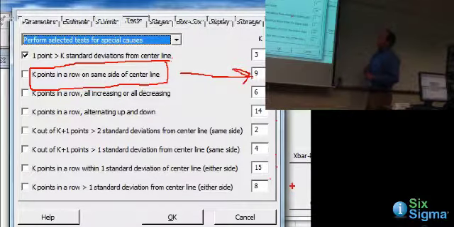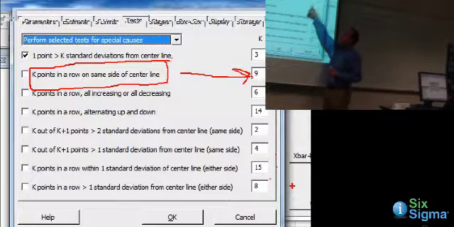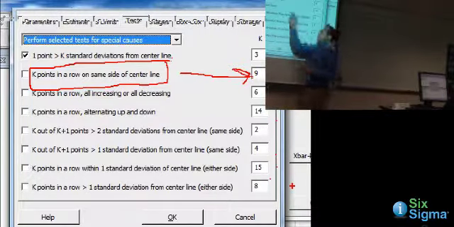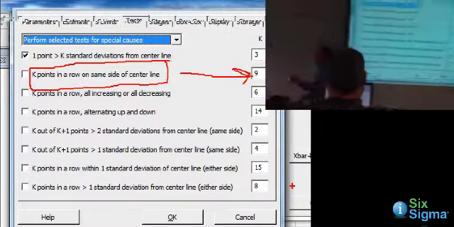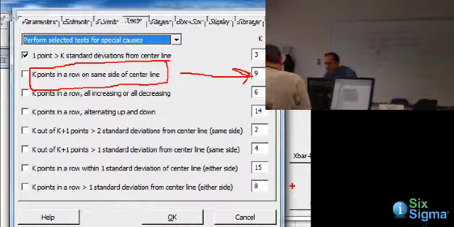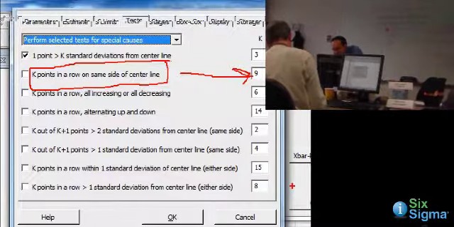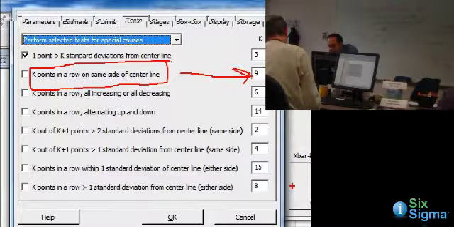So let's see what some of these rules actually do. Let's focus on test number 2. Let's see if we can figure out what test number 2 does. It says K points in a row on the same side of the center line, where K is 9. So that means that test number 2 raises a flag when 9 points in a row are on the same side of the center line.